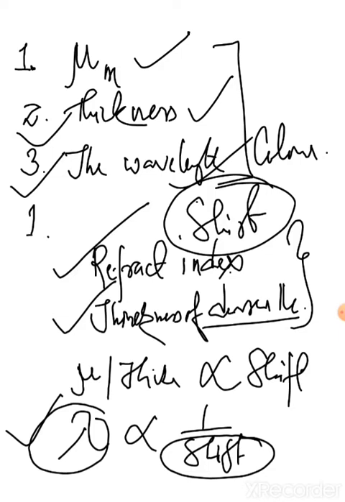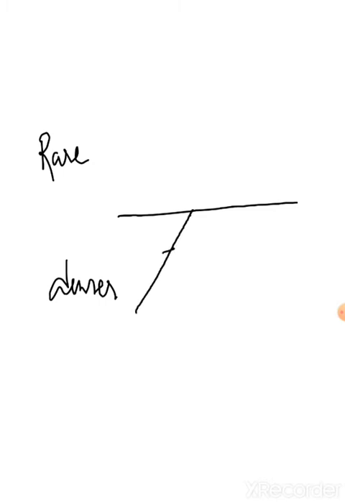All right, now we are moving to another topic, and the topic is like this. Suppose this is my surface which is separating a denser medium to the rarer medium. Are you getting my point? So when a ray of light is passing from the denser medium to the rarer medium, what happens? It bends away from the normal.